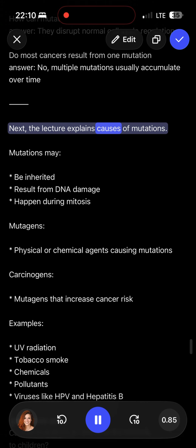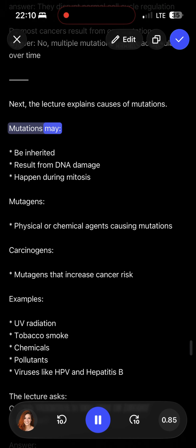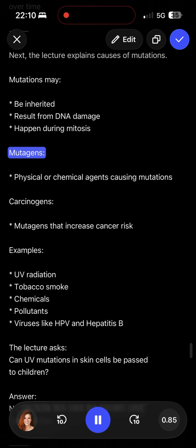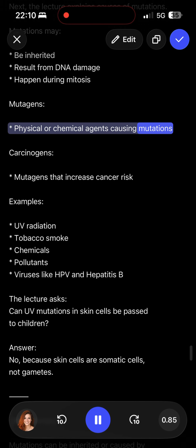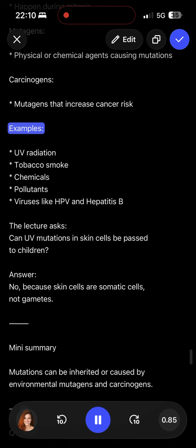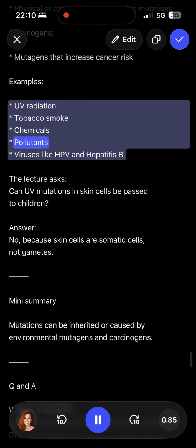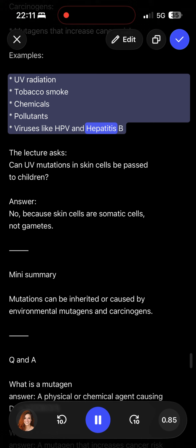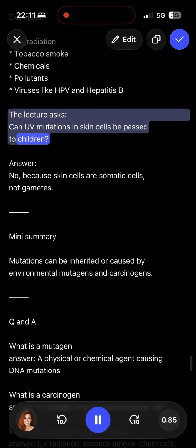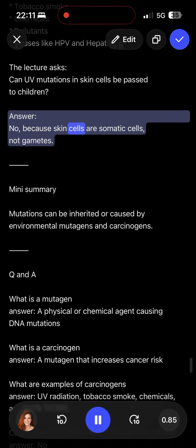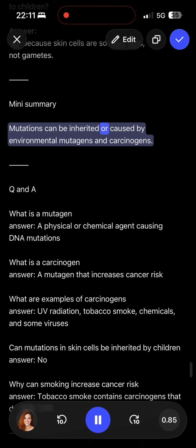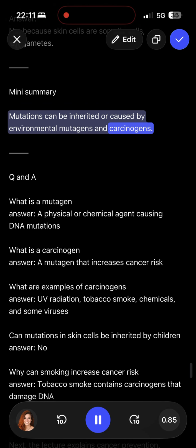Next, the lecture explains causes of mutations. Mutations may be inherited, result from DNA damage, or happen during mitosis. Mutagens are physical or chemical agents causing mutations. Carcinogens are mutagens that increase cancer risk. Examples: UV radiation, tobacco smoke, chemicals, pollutants, and viruses like HPV and hepatitis B. The lecture asks, can UV mutations in skin cells be passed to children? Answer: no, because skin cells are somatic cells, not gametes. Mini summary. Mutations can be inherited or caused by environmental mutagens and carcinogens.